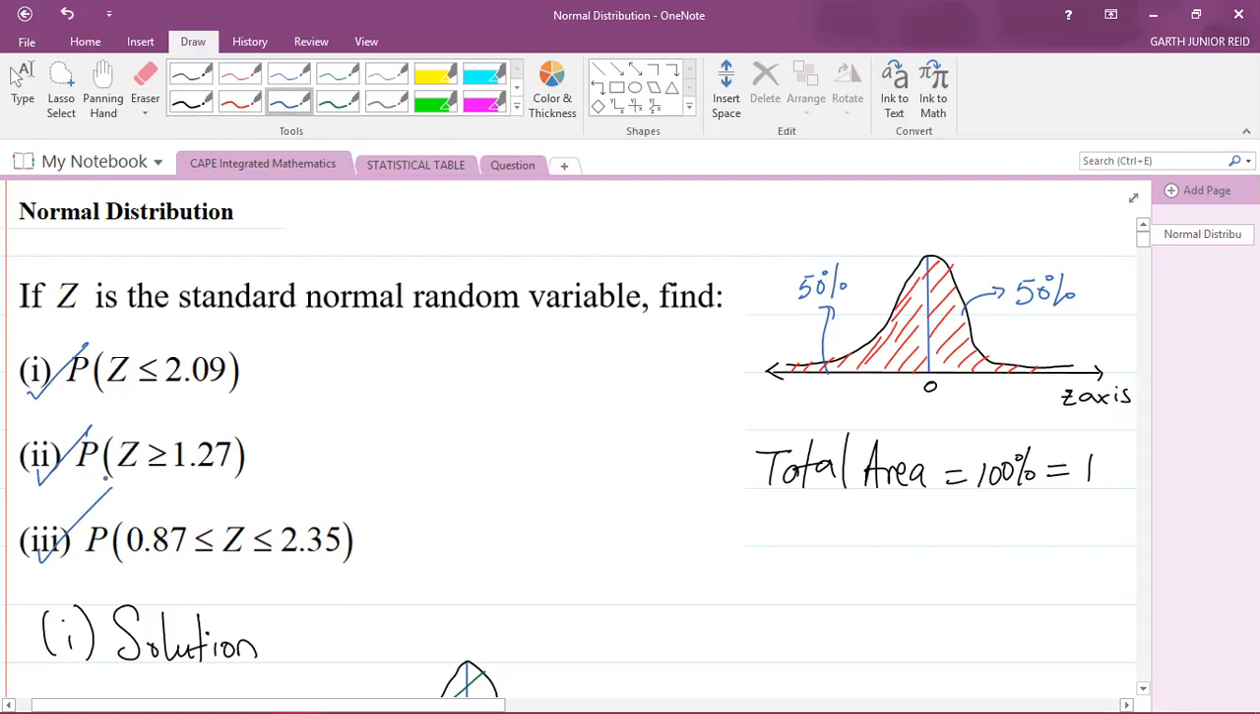So that is the end of this normal distribution question. I really hope that it helped you, because these are questions that are tested in your exams.